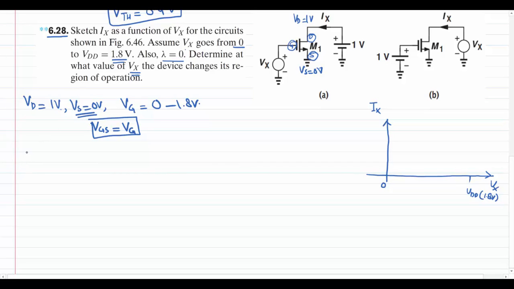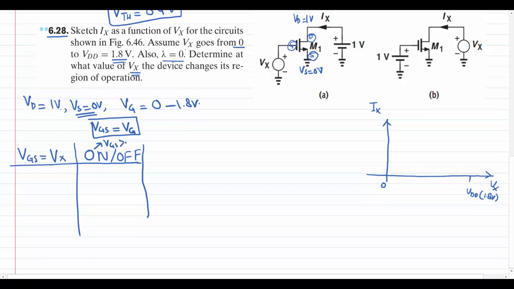Now let me just draw a table here. So on the very first column, I am going to put in the possible values of VGS, which I know is actually equal to Vg, and as I know that Vg is connected to the Vx, therefore Vgs is actually equal to Vx. And on the second column, I am going to decide if the device is on or off. And we know that the device is going to be on only if VGS is greater than VTH.